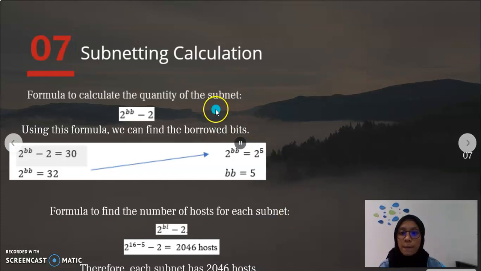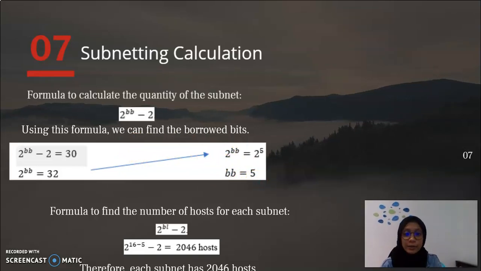So we need to calculate the quantity of the subnets using this formula, where we obtain the borrowed bits. The borrowed bits is 5. And from the borrowed bits, we need to find the number of hosts for each subnet. Using this formula, we obtain that the host number is 2046. Therefore, each subnet has 2046 hosts.